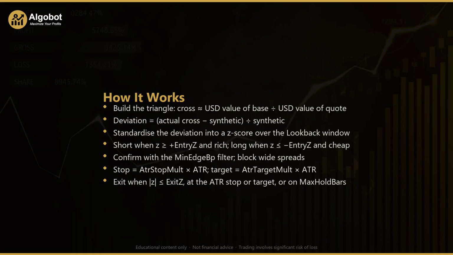Finally, the exits. A position is closed once the absolute z-score falls back to the exit z level, meaning parity has been restored, or when the hard time stop in bars is reached, so the strategy never marries a dislocation that refuses to close. And only one position is held per triangle at a time.